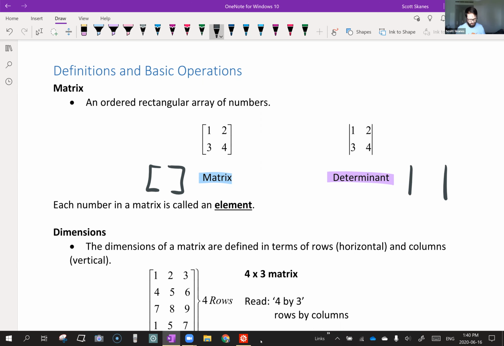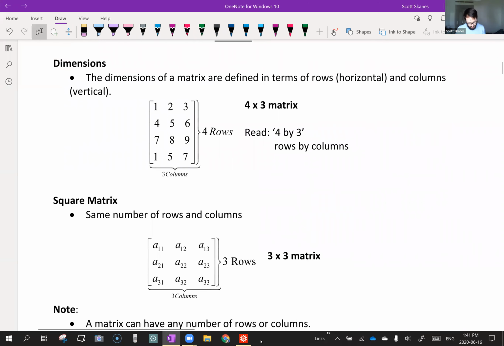So just some terms. The dimensions, as we can see here, we have 3 columns and we have 4 rows. So what you would say is this is a 2 by 3 matrix, and the order matters. So 2 by 3, no, sorry, not 2 by 3. Why am I saying that? 4 by 3. 4 rows, 1, 2, 3, 4. 3 columns, 4 by 3. So it's written as 4 by 3, rows by columns.